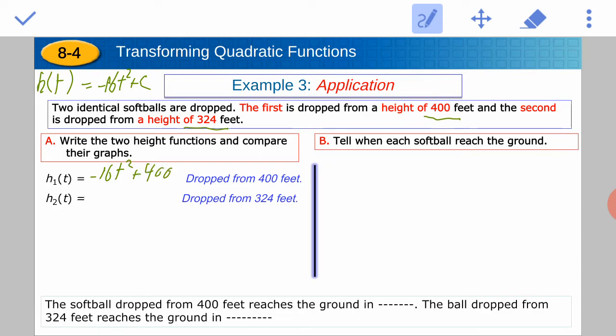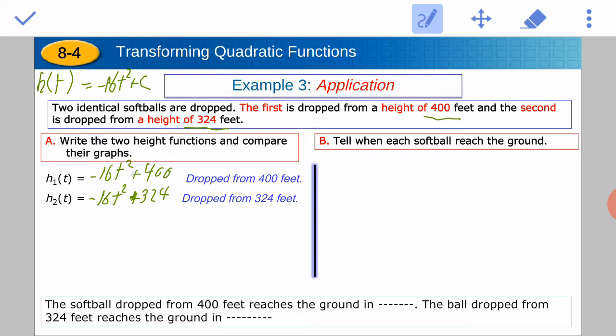And for the second one that is dropped from height 324, it's going to be the same equation, negative 16t squared plus 324. Now guys, at first we need to compare these two equations of these two quadratic functions. Almost everything is the same except the vertical translation. So if you compare the width of both functions, they have the same width. Yes, exactly. How do we know that?